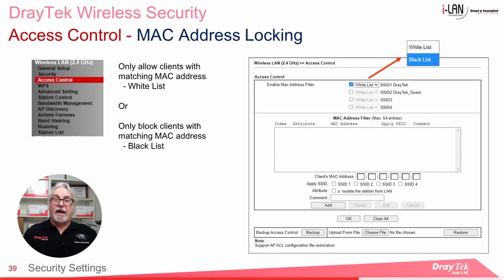Next on the list is Access Control. This is where you control access to the Wi-Fi network based on the MAC addresses of the wireless clients. You can set up a whitelist where only those devices with matching MAC addresses can connect. Just make sure you include your own MAC address as well, or you'll be locked out. The other option is the reverse, where you set up a blacklist for wireless clients to be blocked from accessing the wireless network while all other devices can connect.